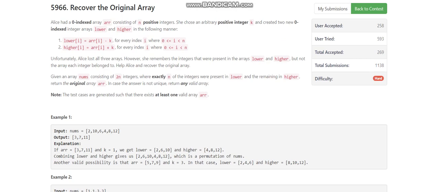So what we can do is that we will take the last element as the last element of higher. Now we want to find what is the last element of lower. So if we keep track of the last element of higher, and traverse on the last element of lower, then we can find k easily, right?